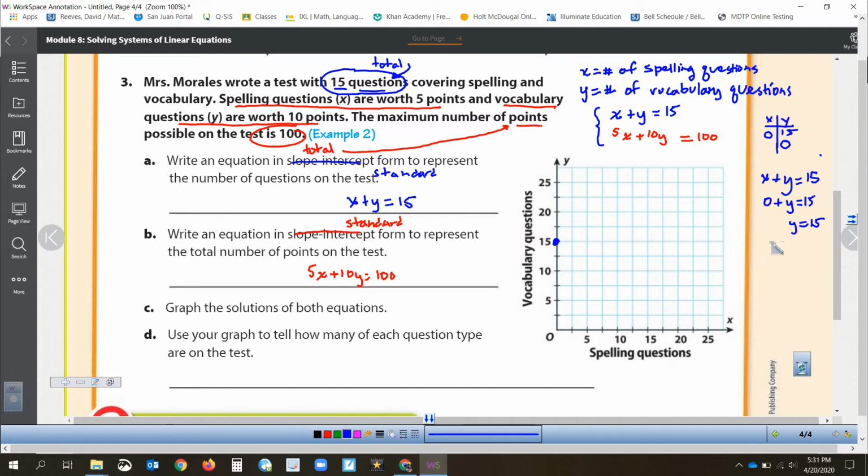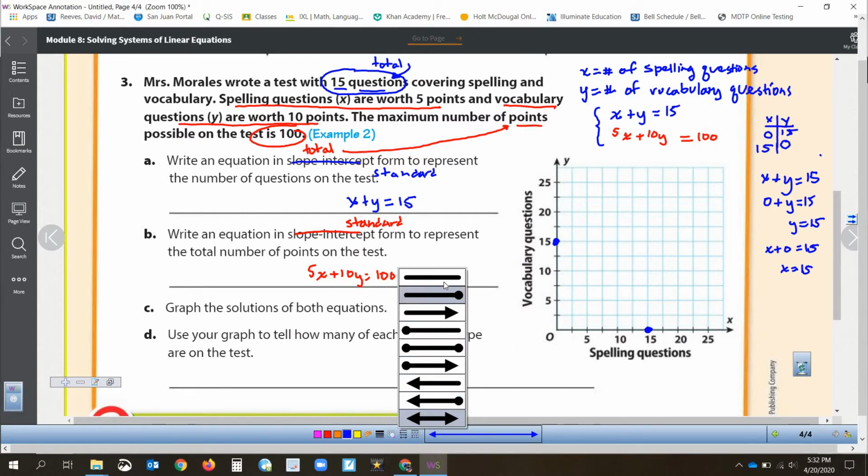On the other hand, if there are 0 vocabulary questions, then there must be 15 spelling questions, right? Do you see those two points are the two points from our table right here? Now again, it's nice to have more points than just 2 on a line, but in this case, it's pretty easy to connect, and I'm going to connect these 2 points.